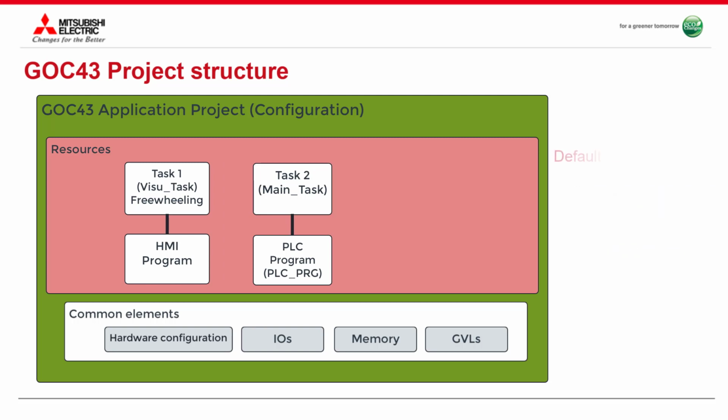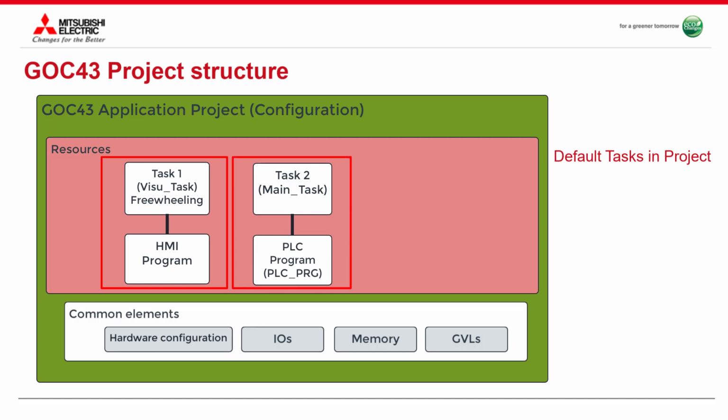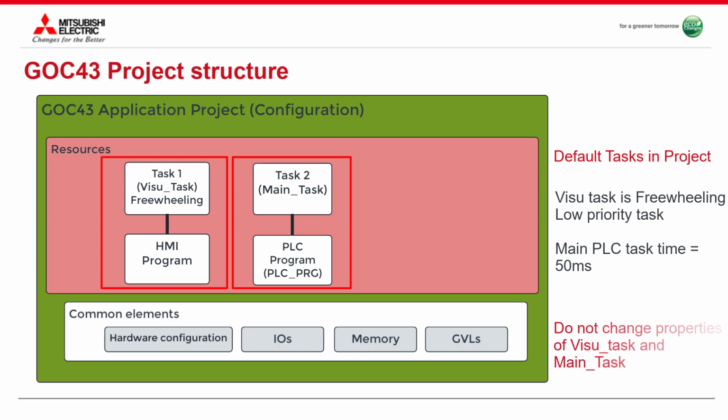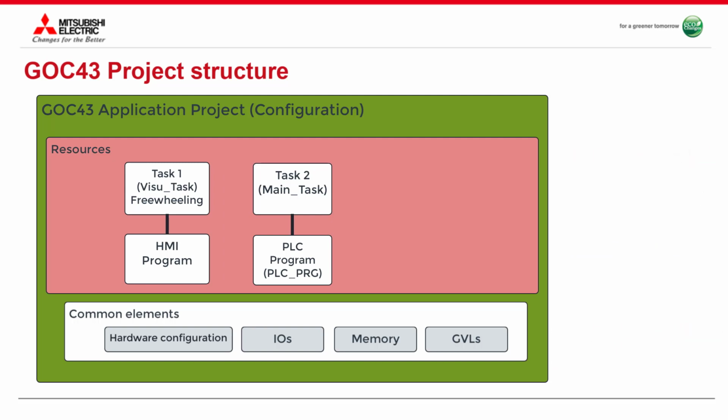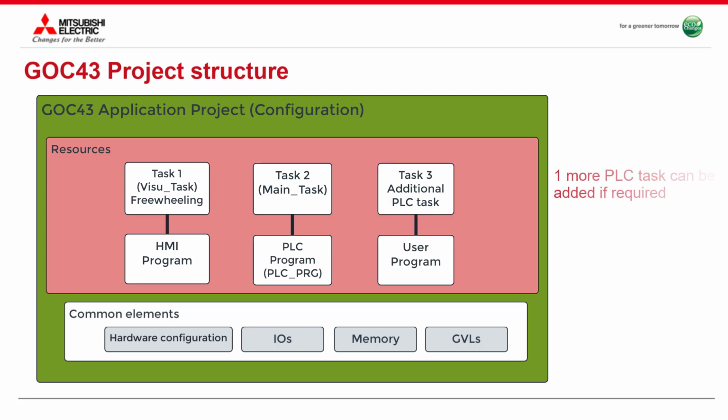When you create new project using GOC43 template, 1 visualization and 1 PLC task, main task, will get added in project automatically with cycle time of PLC task equal to 50 milliseconds. It is advised to keep task properties of Visu task and main task unchanged. If you want to execute some critical functionality of PLC application faster than 50 milliseconds, you can add 1 more task in GOC43 project.